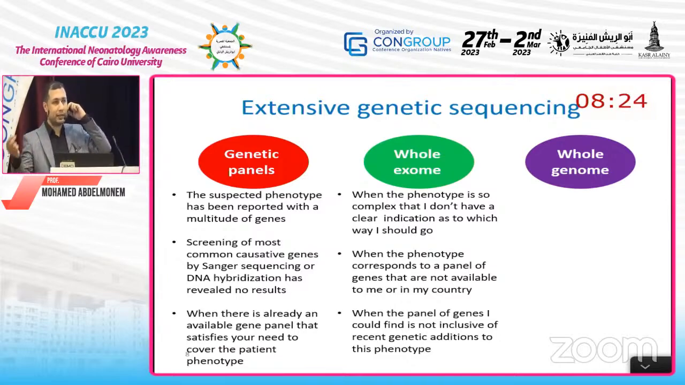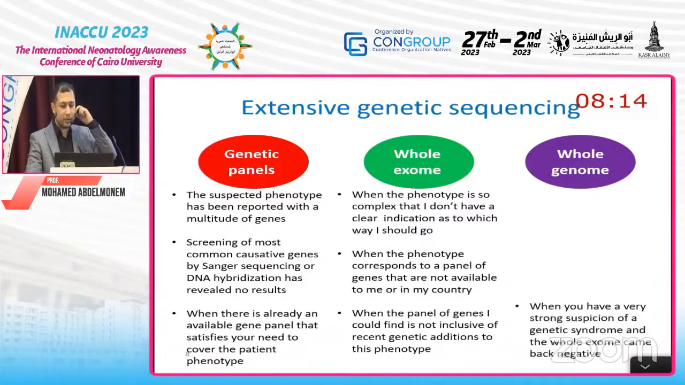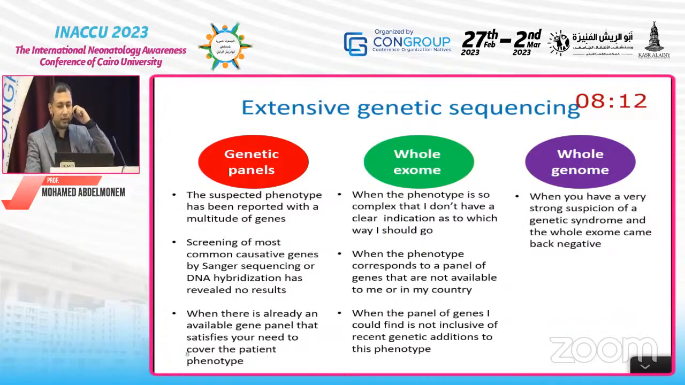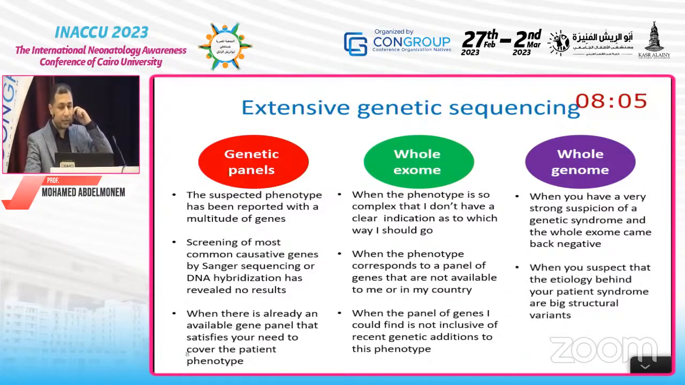The technique I do is whole exome sequencing, and then the analysis I do is for specific genes that satisfy the patient phenotype. And whole genome, when you have a very strong suspicion of a genetic syndrome and the whole exome came back negative, or when you suspect the etiology behind your patient's syndrome is big structural variants, because whole exomes are defective in this regard.